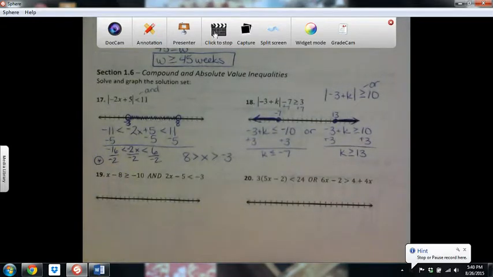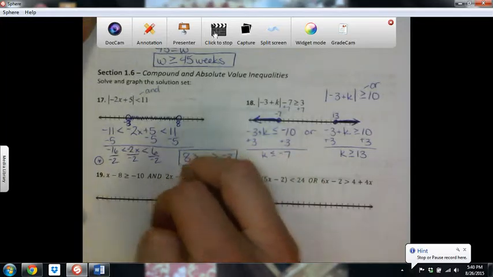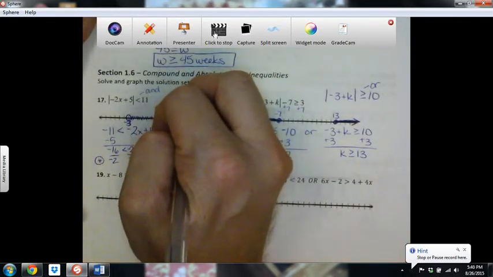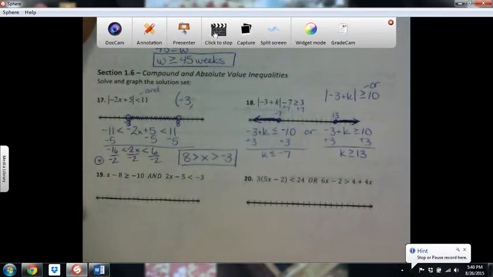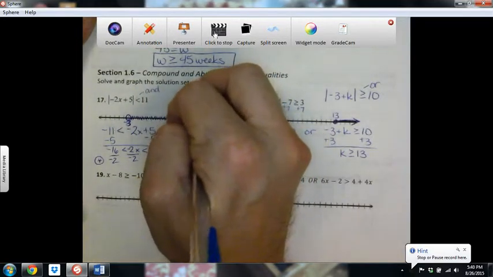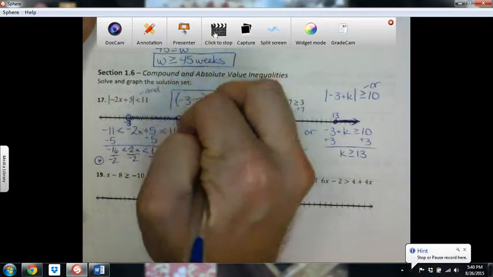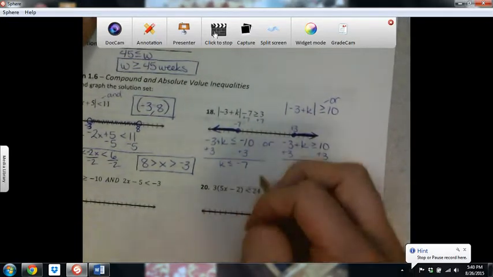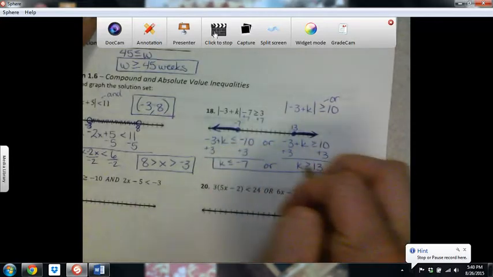For both of these, I could write in interval notation, so I'm going to do that as well. For number 17, my first solution is at negative 3, but it's an open dot, so that's not included. And my last solution is at 8, also not included. So I'm going to close the parentheses.